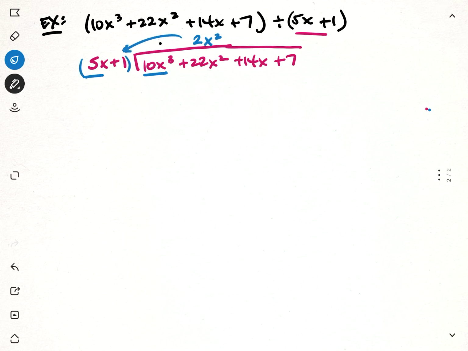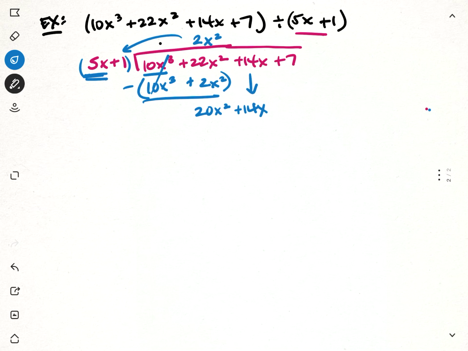We're going to multiply it. So then we should get 10x cubed in the front. That's the whole reason why we have our 2x squared on top. And then 2x squared times 1 is 2x squared. Next step, we're going to subtract. That should always cancel. 22 minus 2 is 20x squared. And then we're dropping down the next one.